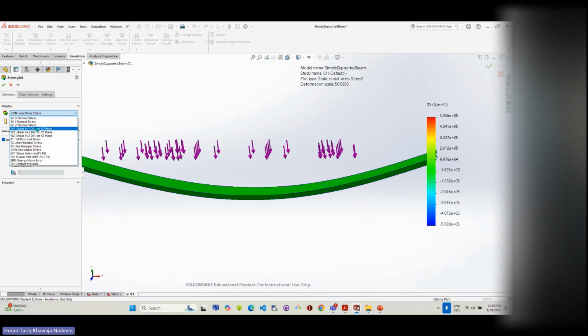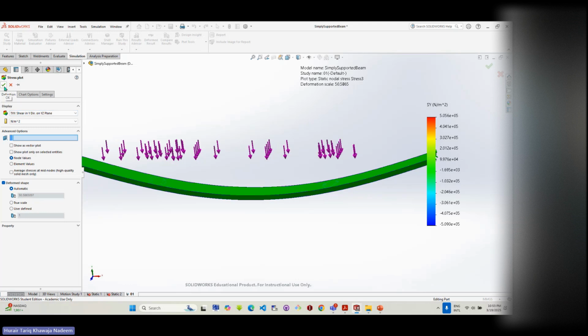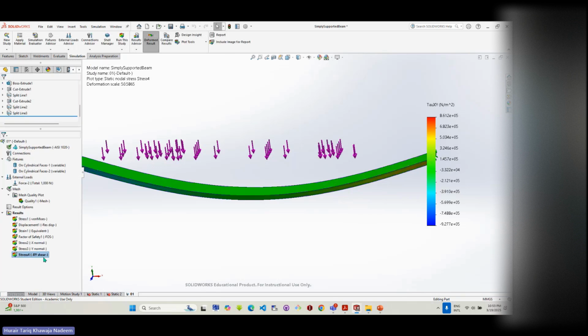So I will select this option, and I'm going to get the shear force. Okay, this is the shear force. So you should know what is actually the meaning of shear force over here in the context of SolidWorks. It's actually shear in y direction. This is y direction on the x y z plane. So that's actually a YZ plane. So you click on this one and you get this shear force YZ plane.